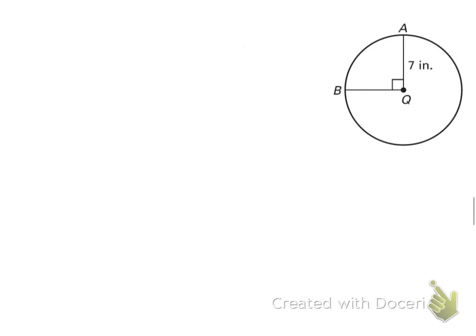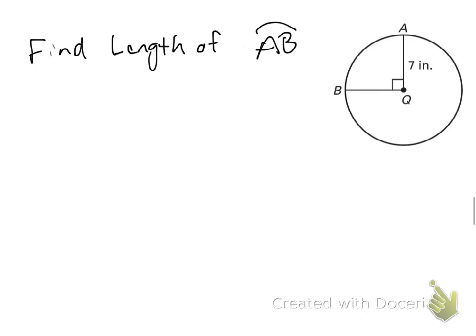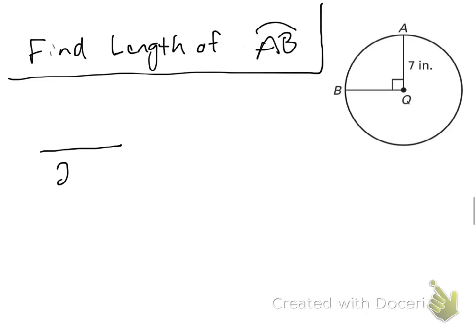Oh, I erased the directions, so I'm going to fill you in. What we're going to try to find here is the length of arc AB. So how we do this, to remind you, is that I have circumference that I know I can always find, and I know that the circumference of a circle is the whole 360 degrees around a circle.